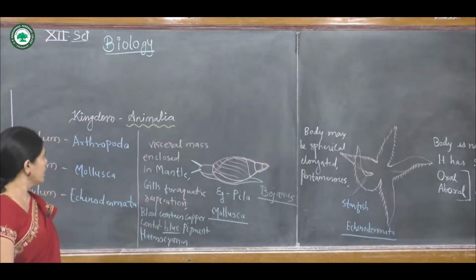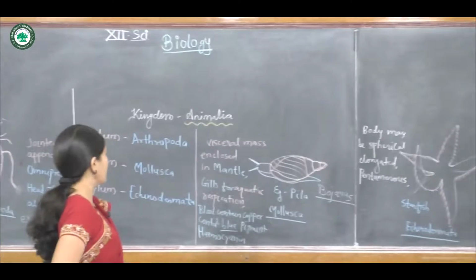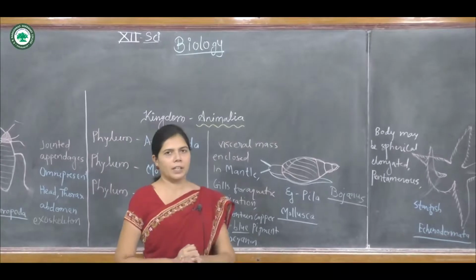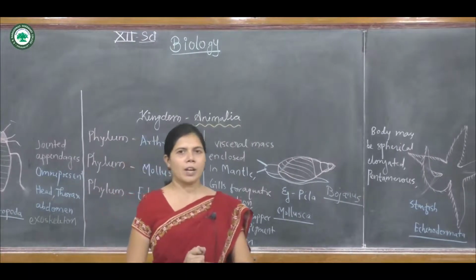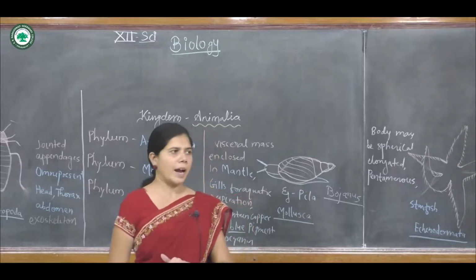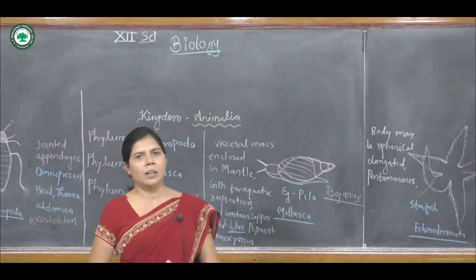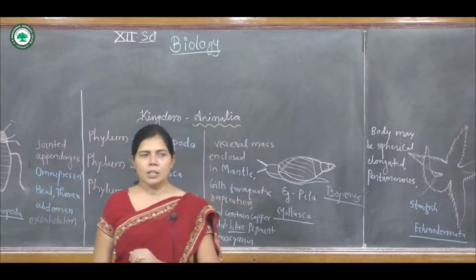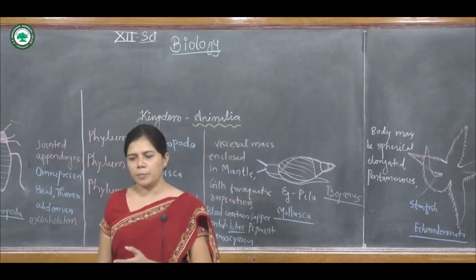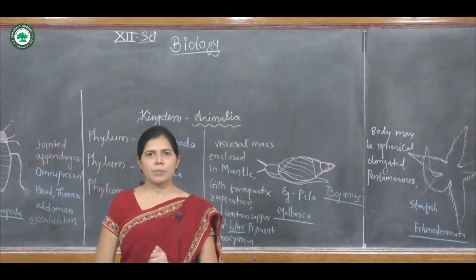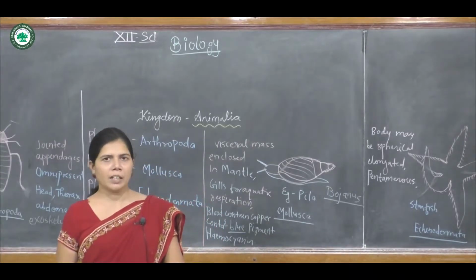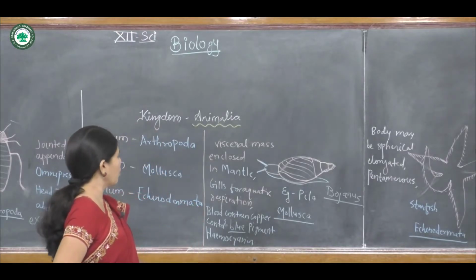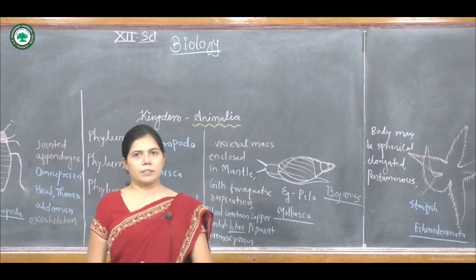Now, three phyla, namely Arthropoda, Mollusca and Echinodermata, are completed. The Arthropoda is the largest phylum, Mollusca is the second largest phylum, and Echinodermata is the marine or aquatic phylum of the non-chordates in the kingdom Animalia. Next are the higher phyla in the kingdom Animalia. Thank you.